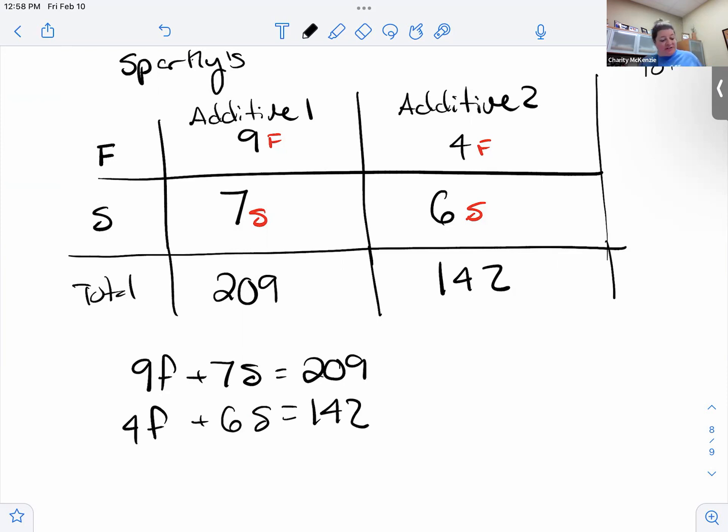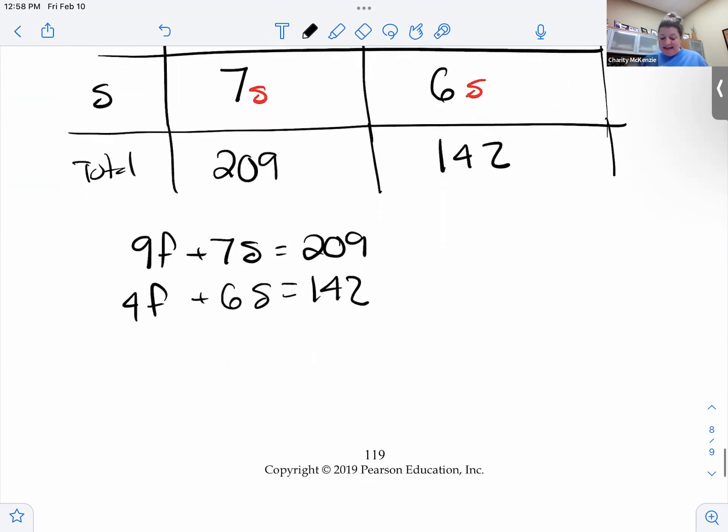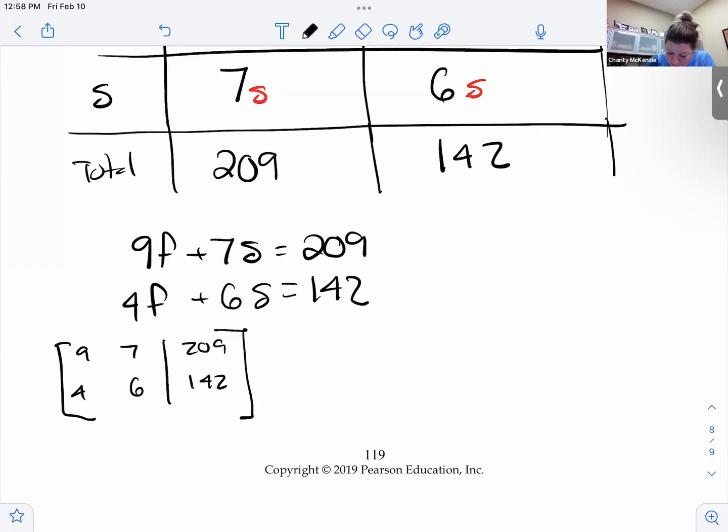And then we're going to solve this and see how many bags of each type of dog food using a matrix. So I'm going to go, okay, 9, 7, 209, 4, 6, 142. I would like the 0s to be where the 4 and 7 are, and 1s where the other ones are, so I can see my solution. So not super pretty numbers, but that's okay.